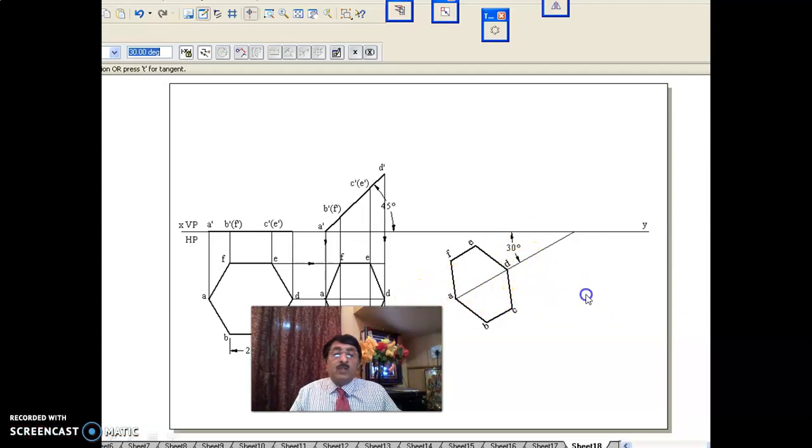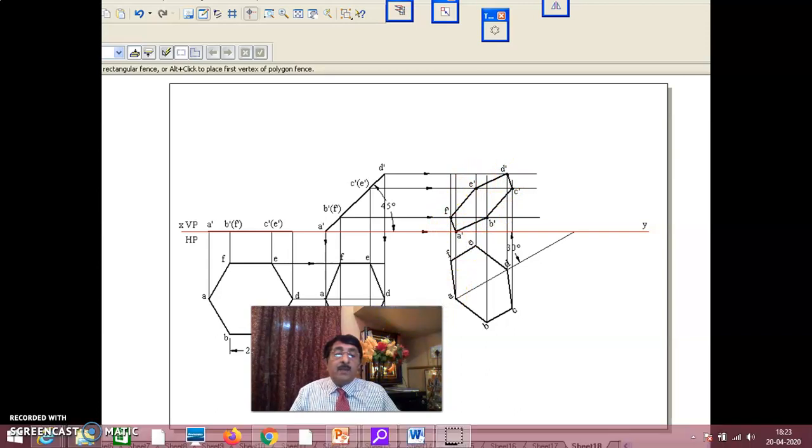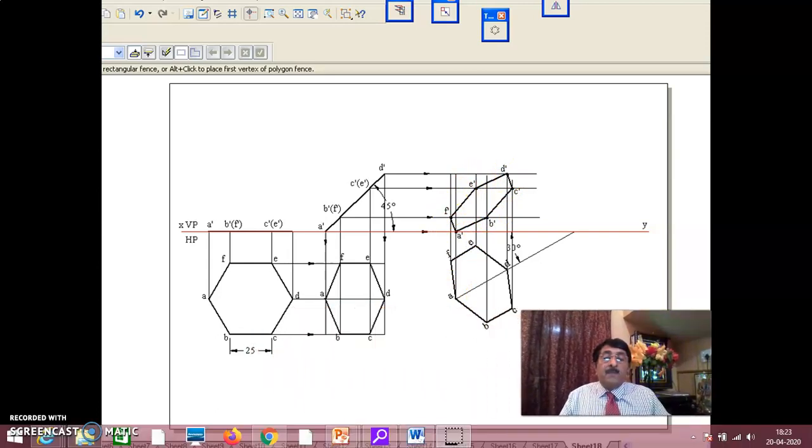Once you do this, take the projectors up. On this you should get C and D, on this you should get B and F, on this you should get A. In that way, if you join, you get the front view. Please follow. The front view is this. What is this front view for? Corner on HP, surface inclined at 45 degrees to HP.